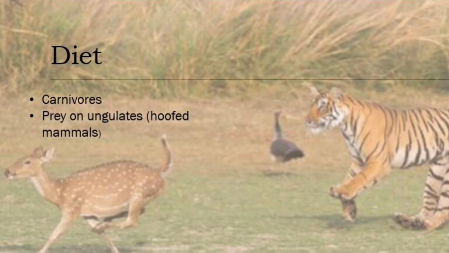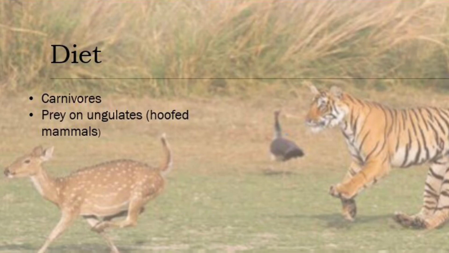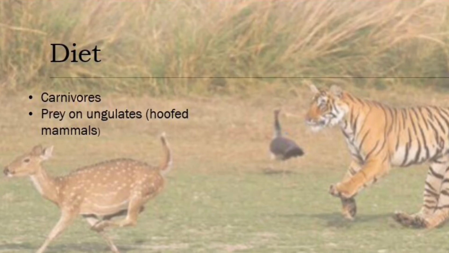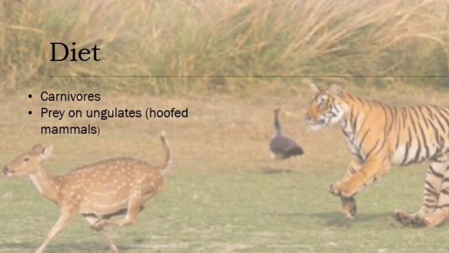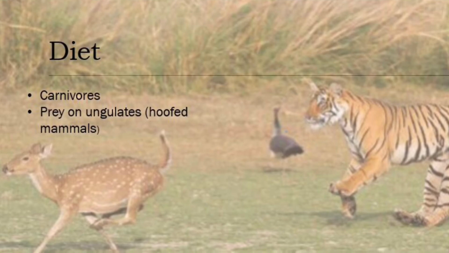Bengal tigers are carnivores and therefore they only eat meat. They prefer larger ungulates or hoofed mammals such as, I'm going to say these wrong, but chital, sambar, gaur, wild boar, and occasionally domestic livestock if humans live nearby or in their territory.